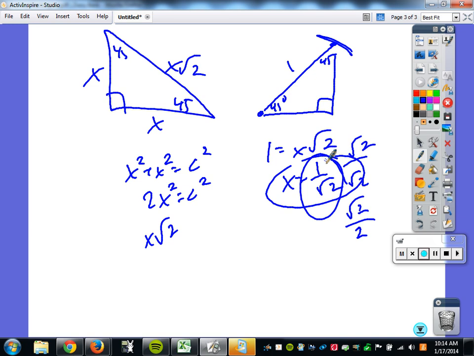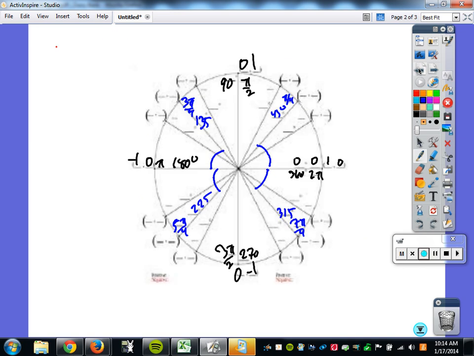Okay? So therefore, if this side is 1, this side is root 2 over 2. And this side is root 2 over 2 as well. Can somebody tell me, if this point is 0, 0, what is this coordinate right here? How far did we go over? Root 2 over 2. How much did we go up? Does that make sense where that came from? Now I can come over here and fill in root 2 over 2, root 2 over 2. That is where that coordinate came from.